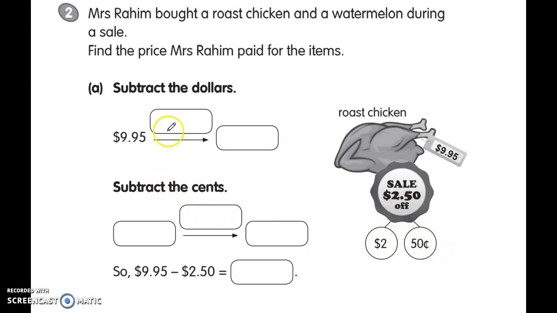So first step, if you use mental sums, it will be subtract the dollars first. $9.95 subtract. So remember to put in your minus sign. So what is the dollars here? We need to subtract $2 first. So therefore, $9.95 minus $2. 9 minus 2 is $7.95. Okay, if you got this right, put a little tick.